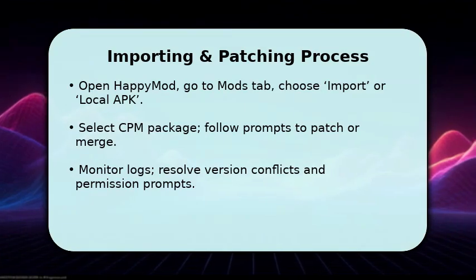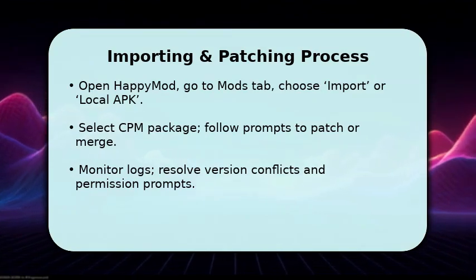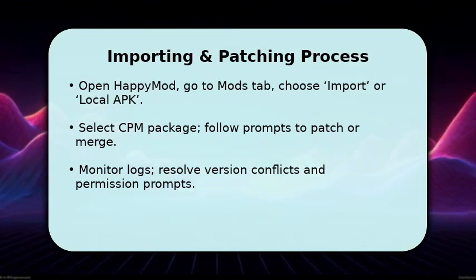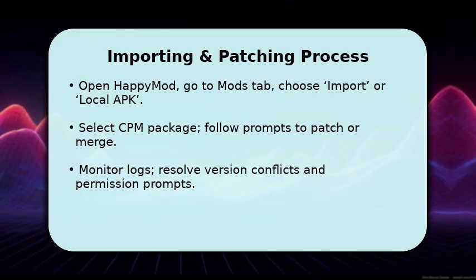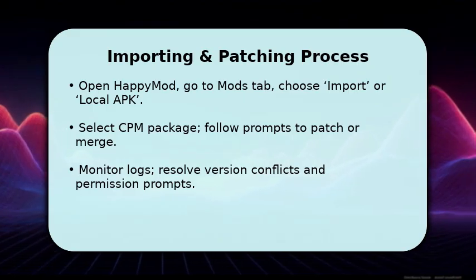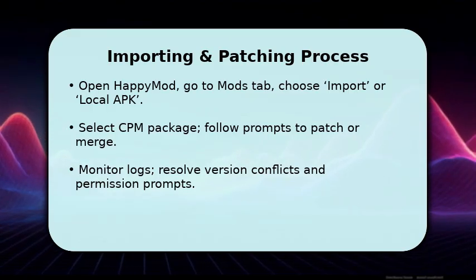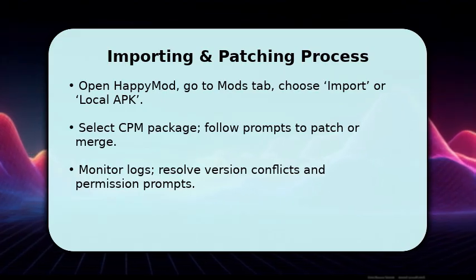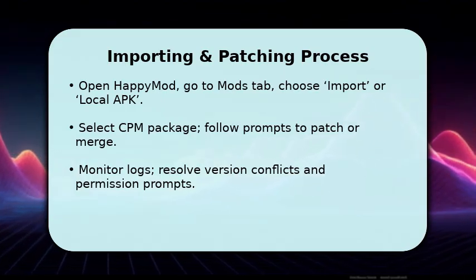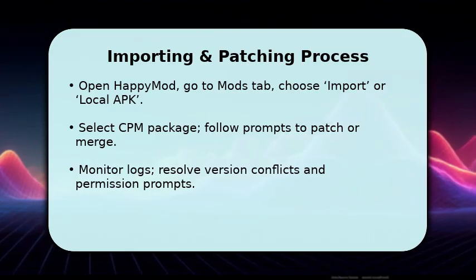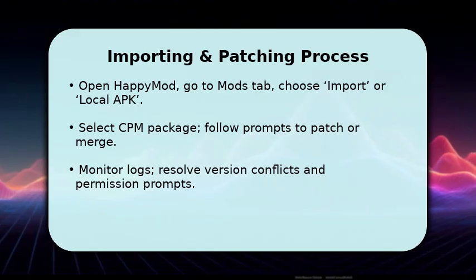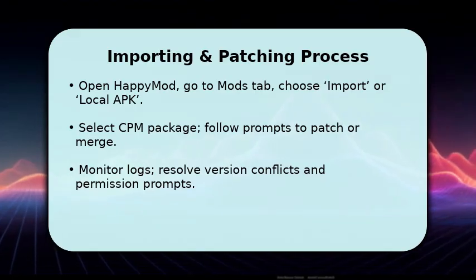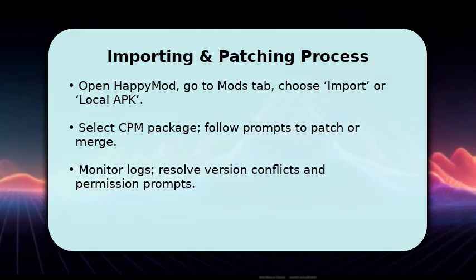Open Happymod and navigate to the mods or local APK area to import your CPM package. Select the file and follow on-screen prompts to patch or merge. Happymod will show required permissions and conflicts. Watch the progress bar and the operation log. It tells you if symbols or resources fail to map. If a conflict appears, choose the matching game version or re-download a variant. Make sure you accept prompts quickly. Delayed permissions can abort the patch process.